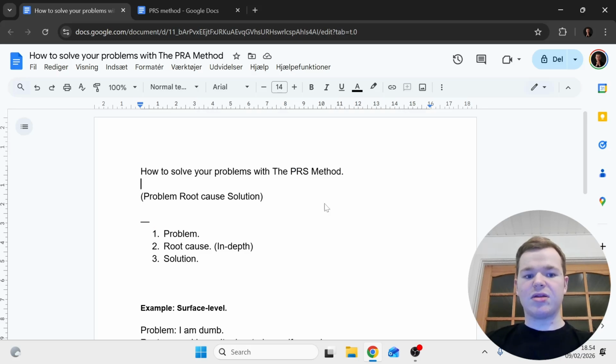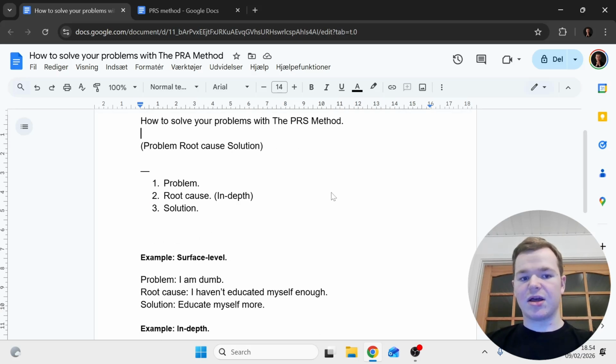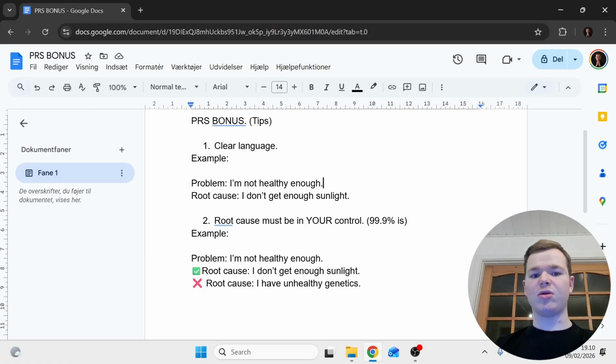This is the method that you're going to use if you actually want to be good and competent at solving your problems. Right, so I wanted to also just include 2 bonus tips that will help you get to the actual root cause a lot faster, or at least a lot more efficiently. One is that you have clear language. It is so important that you actually write down your words clearly.